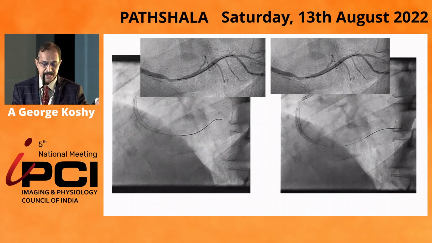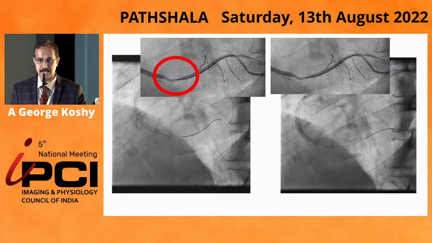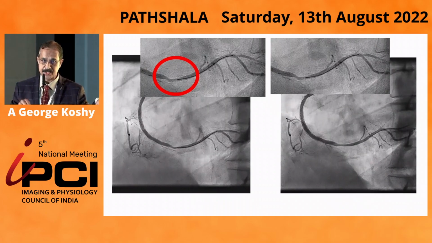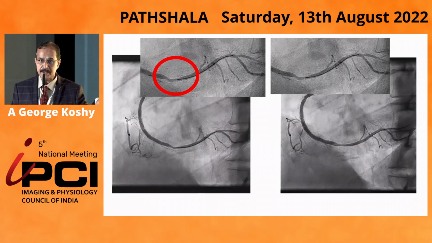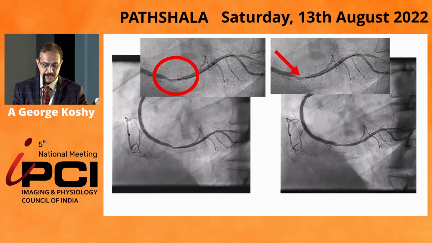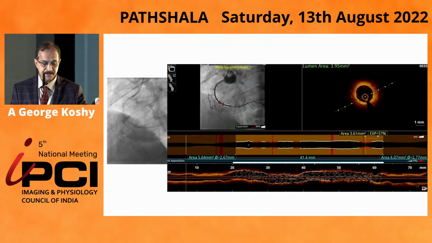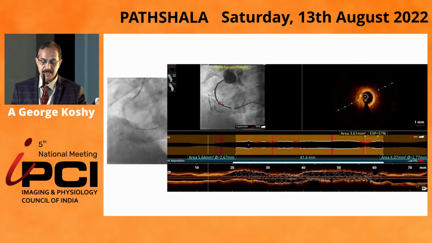And what exactly is the reason for that? If you want to figure it out, you require an imaging. It could be a pre-existing lesion, it could be a plaque shift, it could be a protrusion, or it could be a dissection. Now, that has been clearly answered by an OCT. When you look at the OCT, you find there is a clear-cut dissection.